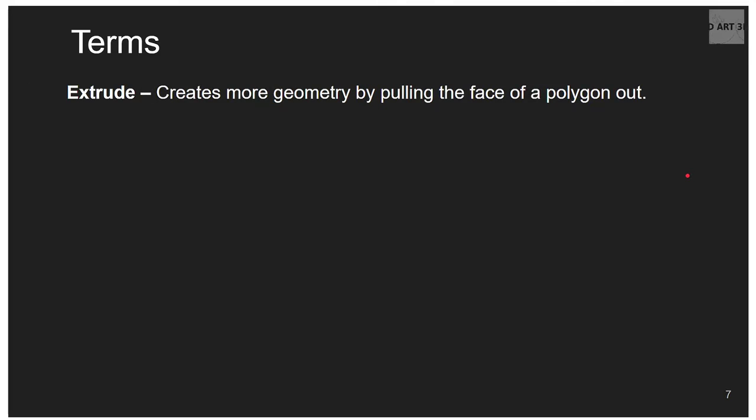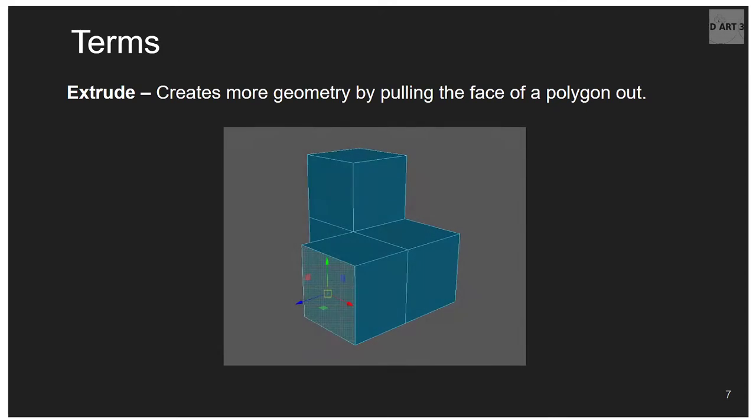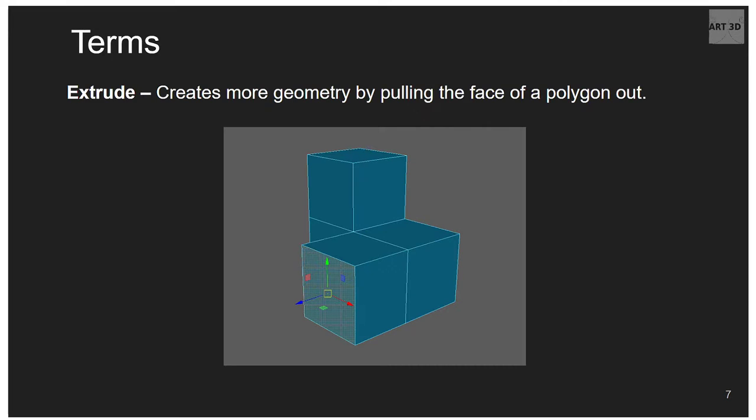So let's talk about the extrude. The extrude creates more geometry by pulling the face of a polygon out. You know that because you've been doing extrudes and bevels already. These are terms that you've been using. I just want you to know them. They will be popping up on a quiz for you. There's a quiz tomorrow. Yes, tomorrow's Thursday. So these are going to be the terms that will be on there.